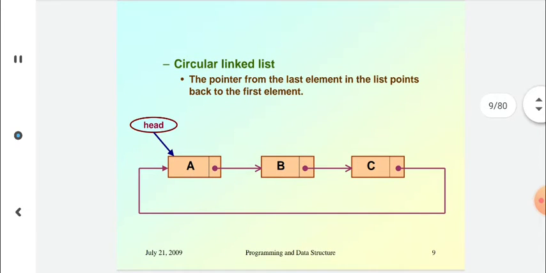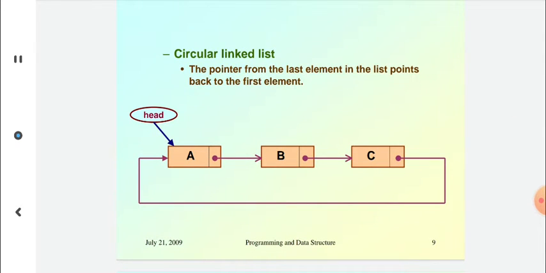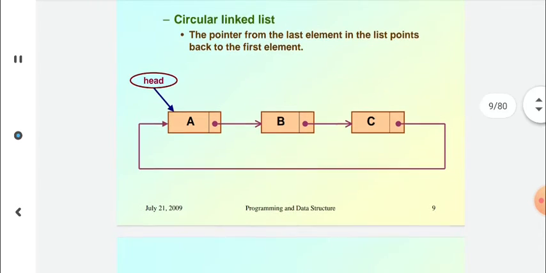Circular linked list. As you see, in the circular linked list you have three nodes connected to each other, but for the last node, the pointer is pointing to the first element. That means the pointer from the last element in the list points back to the first element. If it happens, we call it a circular linked list. So circular linked list creation is very straightforward. On the last element, you put back the first. That means if my node is node C, then node C's next is actually node A. It's very straightforward.